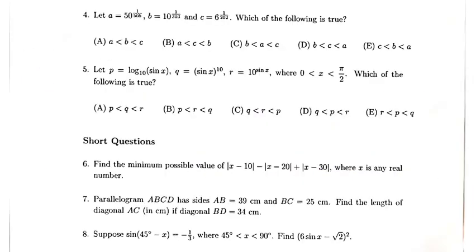SMO 2020 senior section first round problem number 4. Let A equals this, B is this, C this. Which of the following is true? When you have these powers, one useful idea also in other SMO problems is to reach powers that are equal and then consider the bases.